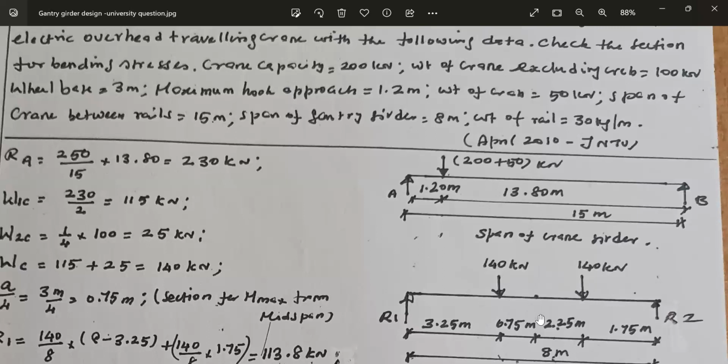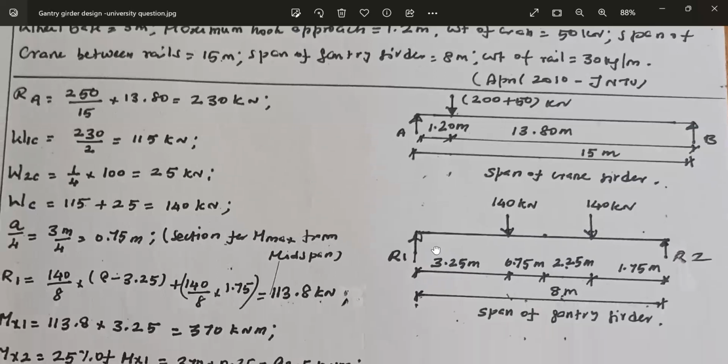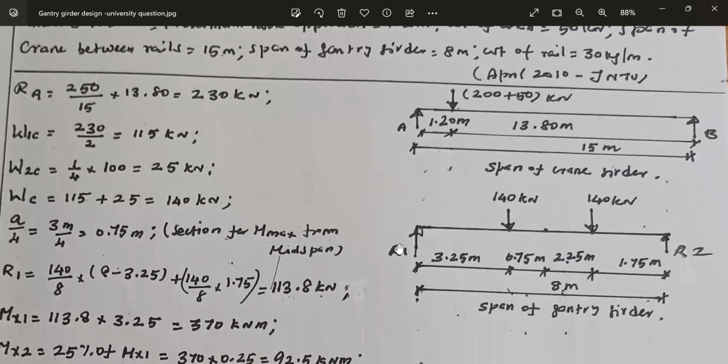Total span of the gantry girder is 8 meter. Half of the span, 4 meter. Distance of the wheel load from midspan, 0.75. Therefore, this is 3.25 meter. And this wheel load is placed at a distance of 2.25 meter because 3 minus 0.75 is 2.25. And this distance is 1.75, that is 4 minus 2.25. For this position, we have to calculate the reaction R1.